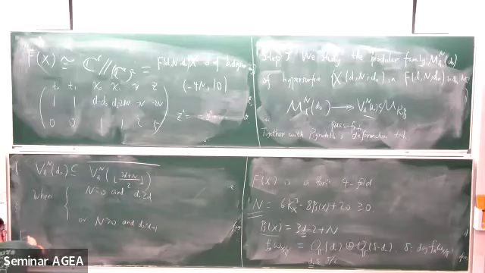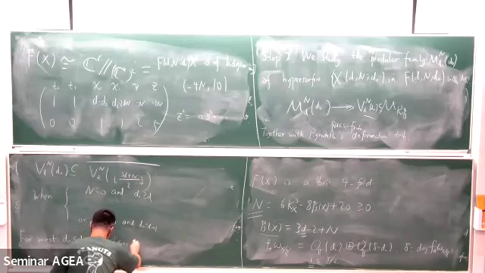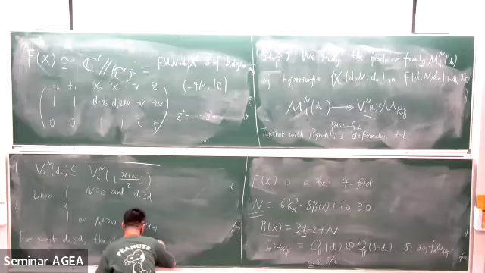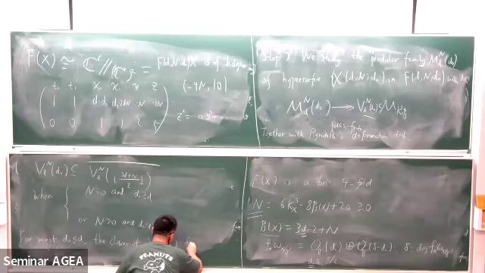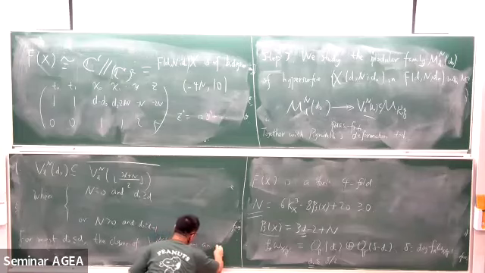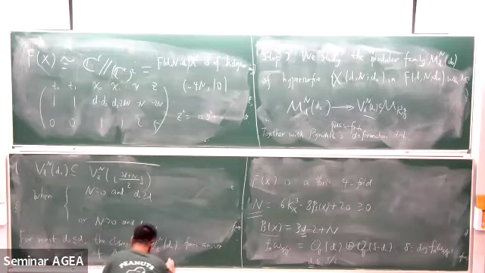And for most d_0 less than d, less than or equal to d, the closure of V_{d,n,d_0} forms an irreducible component of this moduli space. Then we finish the proof. Okay, I think I stop here.